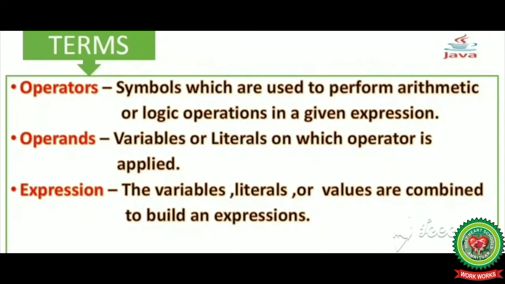Number 2 definition is operands: variables or literals on which an operator is applied. For example, if we write A plus B, then A and B are the operands and plus is an operator.